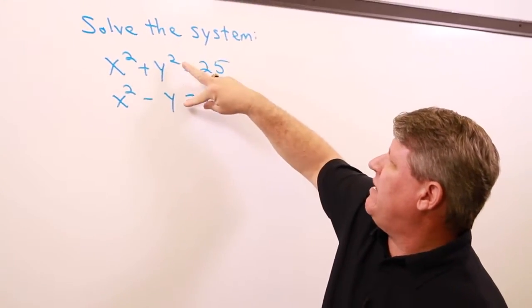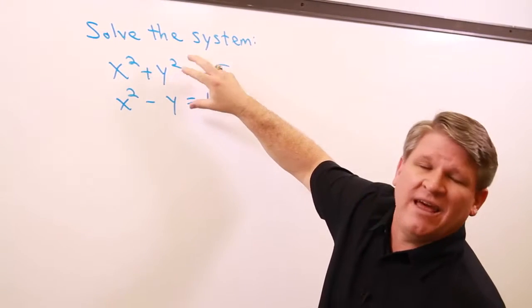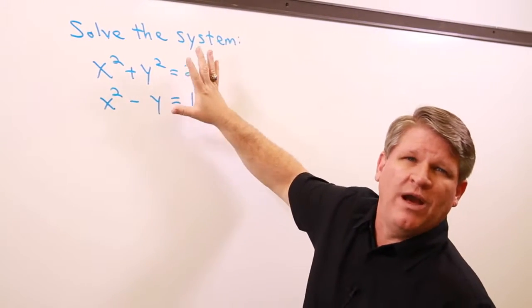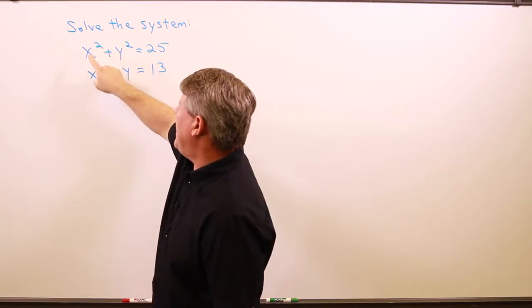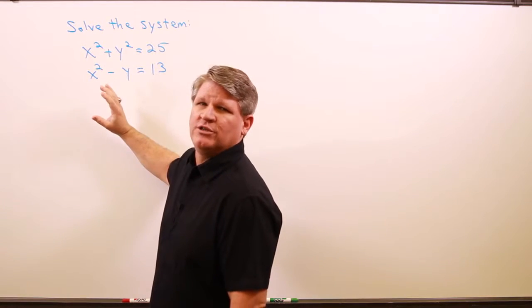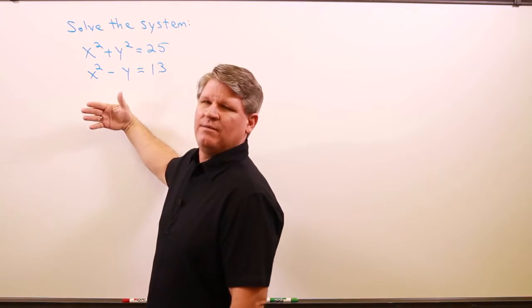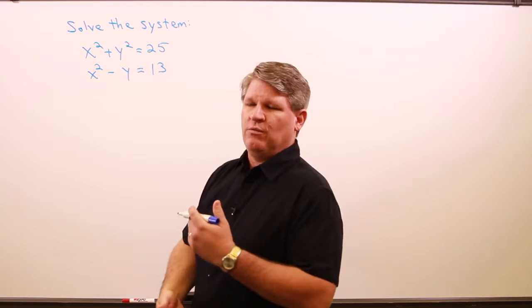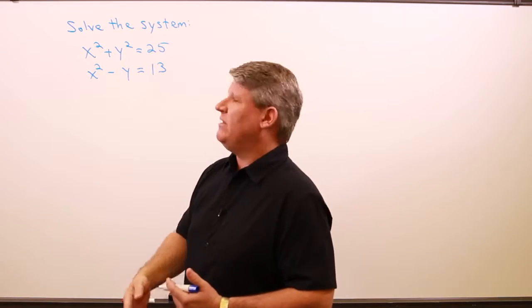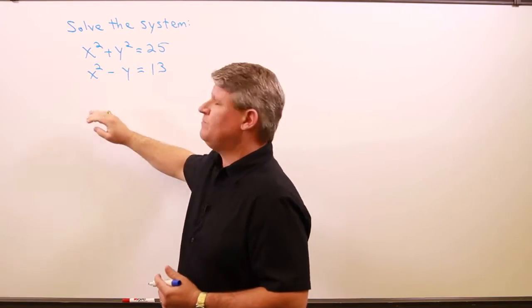Now, why can we use the addition method? Because notice that there is no way that I can add the y squared and the y and make them cancel. They are not like terms. However, I have x squared in both equations, and therefore I can multiply one equation or the other by some constant so that when I add the equations together, the x squares will cancel.